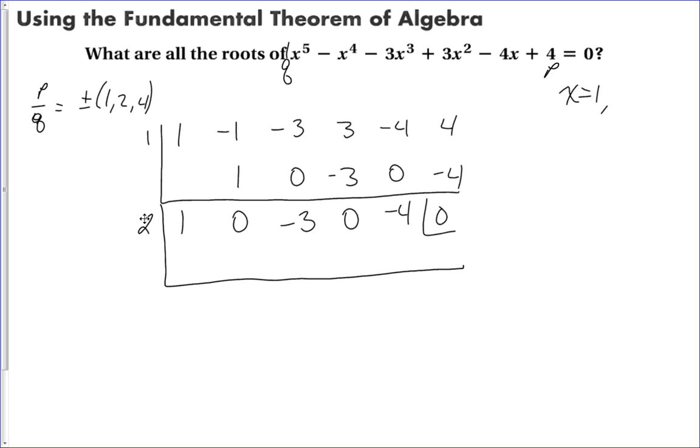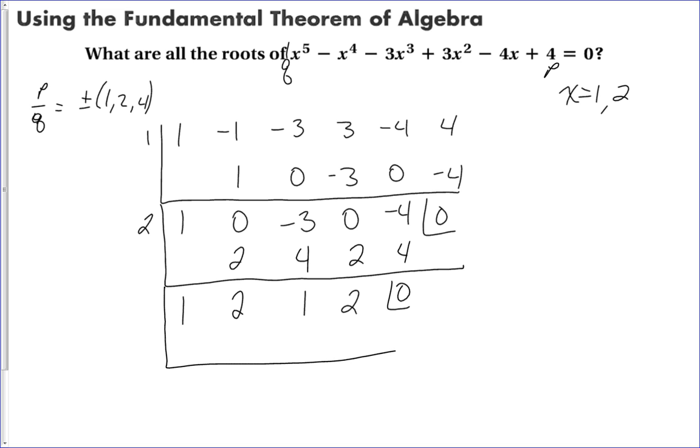Let's try 2 now. Drop the 1. So 1 times 2 is 2. That's 2. That's 4. That's 1. That's 2. That's 2. That's 4. That's 0. Oh, look at that. 2 works. Now, we started with a 5th, this is a 4th, which means this is a 3rd. So let's do synthetic division one more time.